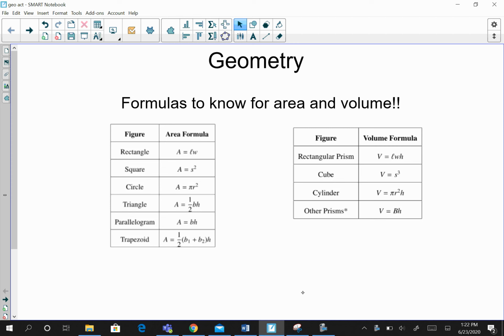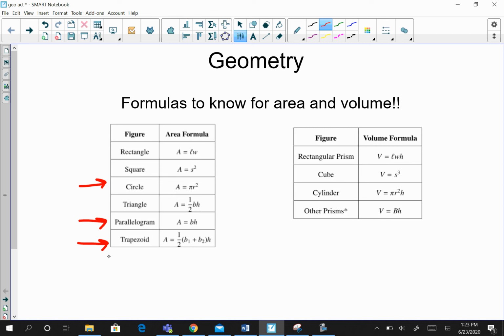So we already know area is the inside of the shape. For a square or a rectangle, it's length times width. For a circle, this is one that isn't as common until you are pretty thorough with math, it's pi r squared. Triangle is 1/2 base times height. Parallelogram also is a little bit different. It's just base times height. And then your trapezoid is not as common as well. It's 1/2 times your bases added together times the height.